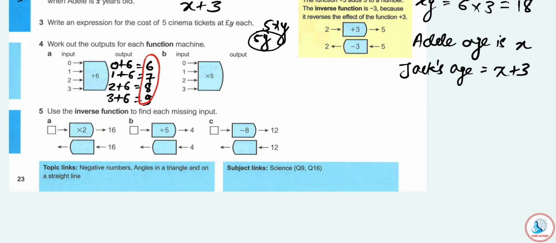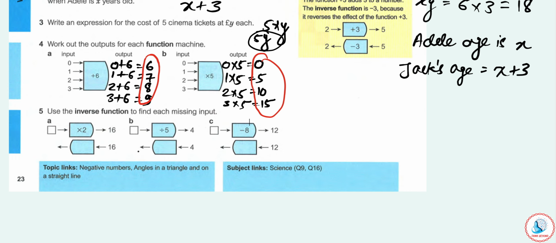Okay, now next is question B, the inputs 0, 1, 2, 3, and here we have to multiply by 5. So 0 times 5 is 0, 1 times 5 is 5, 2 times 5 is 10 and 3 times 5 is 15. So these are our outputs.